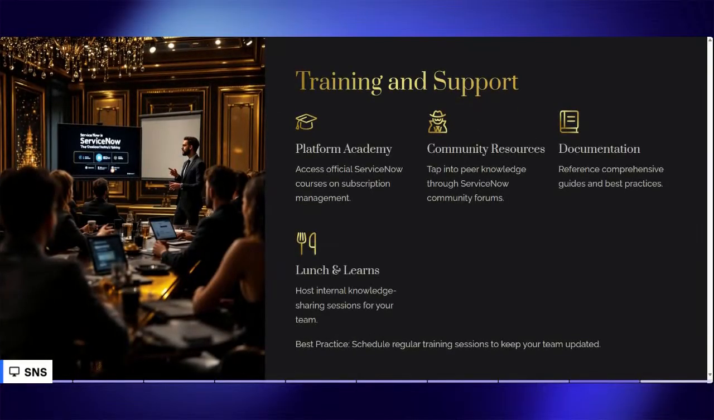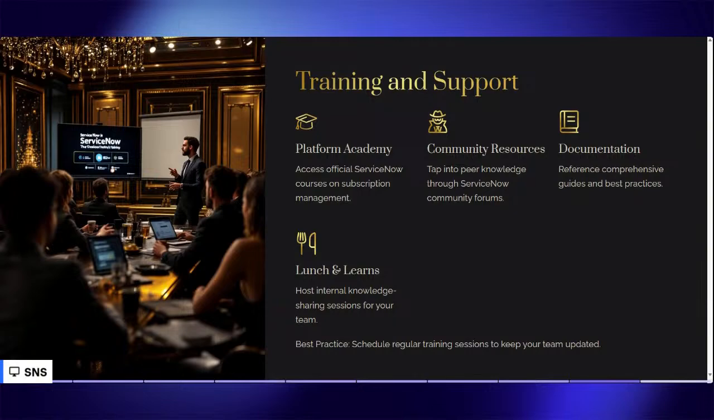Now, if you're looking for any training and support, yes, ServiceNow has the platform academy. You can access the official ServiceNow courses on subscription management. You can go ahead and let your team learn that. You can also provide community resources. There are a lot of community resources when it comes to licensing and subscriptions in ServiceNow. There's documentation, and ServiceNow has very good documentation. You can leverage any resource that's there to increase your knowledge.